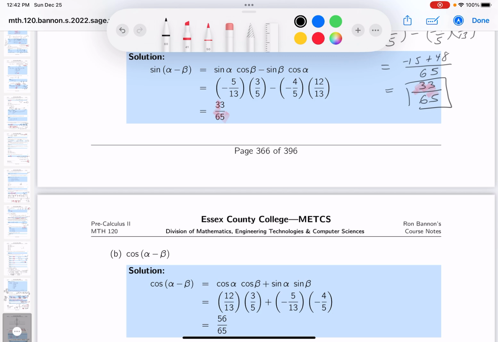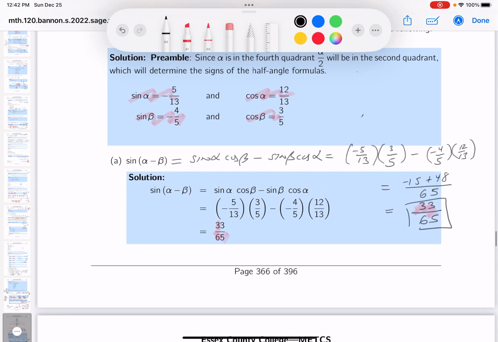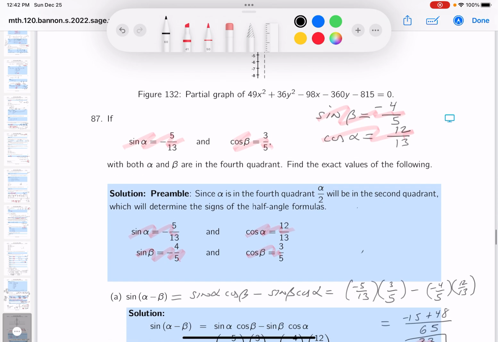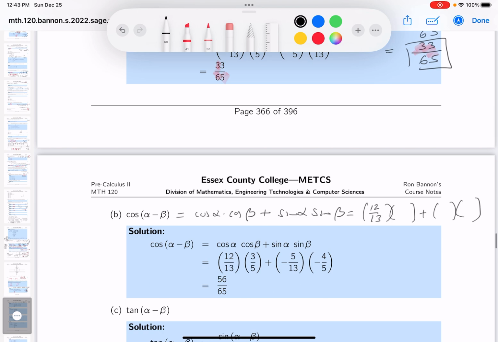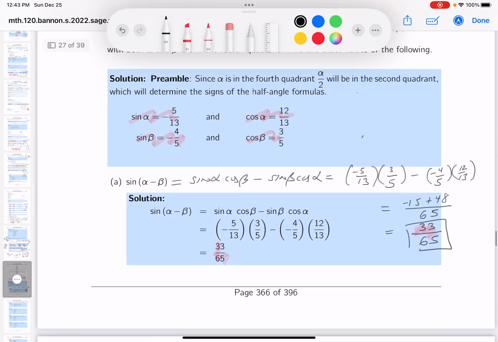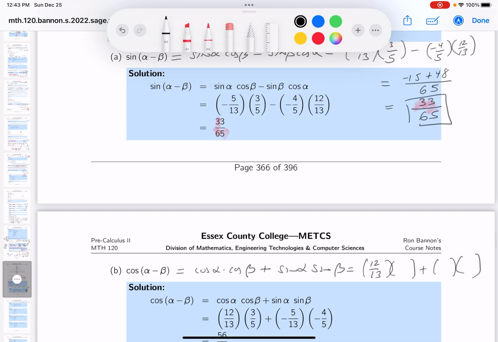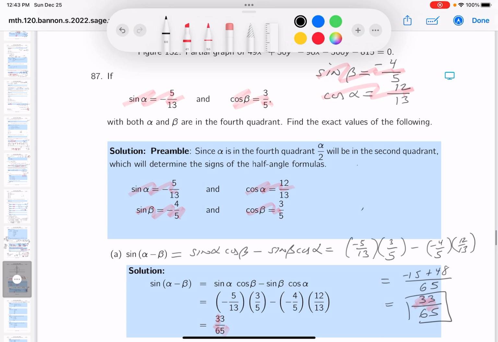Cosine of alpha minus beta. What's that going to be? Cosine alpha, cosine beta, plus sine alpha, sine beta. Well, there's 4 things to write down. No need to memorize. Cosine of alpha, let's go back up here. Cosine of alpha is 12/13. The cosine of beta, scroll back up, is 3/5. The sine of alpha, minus 5/13.